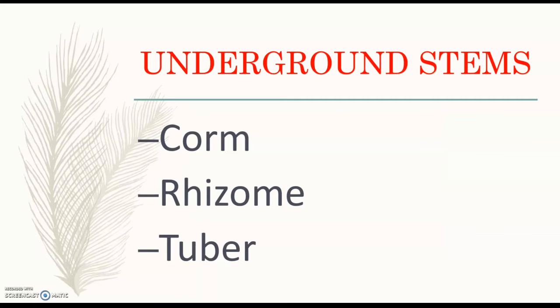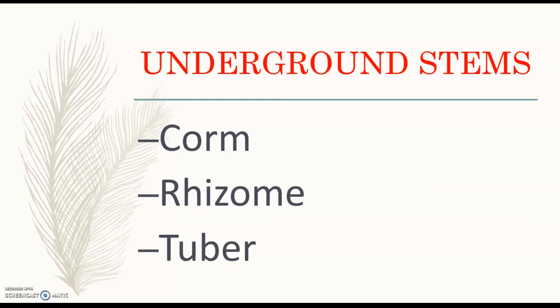Apart from subaerial stems, there are some underground stems too. There are more than 5-6 examples in total, but for your syllabus you are going to learn only 3. The first one is corm. Corm is actually a round fleshy structure. You can see corm in Amorphophallus or elephant foot. Elephant foot or Amorphophallus is the best known example for corm.